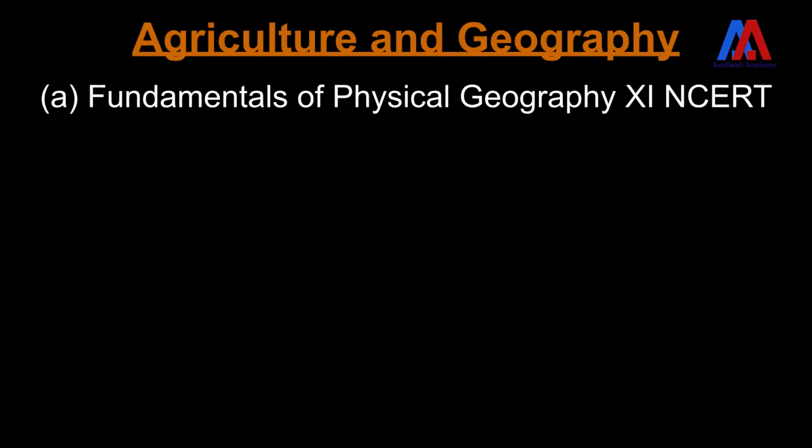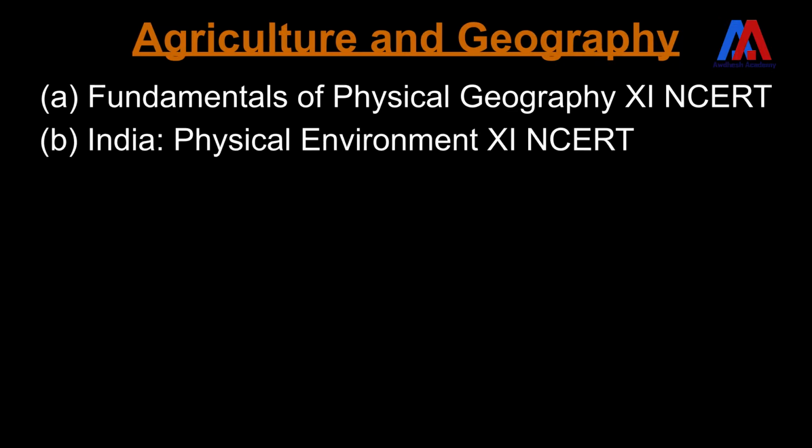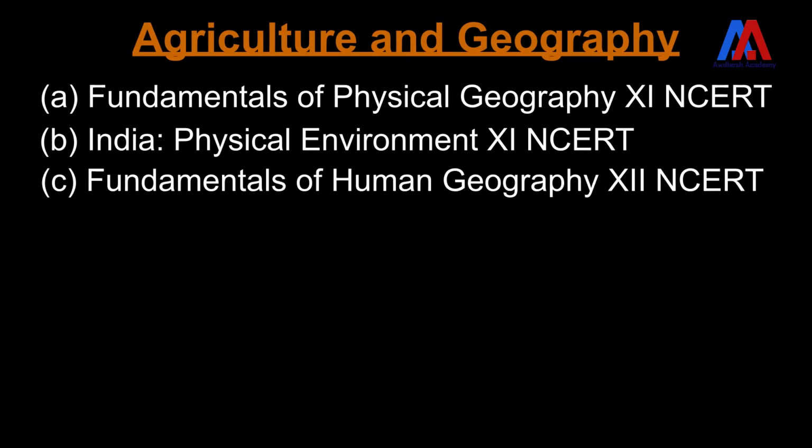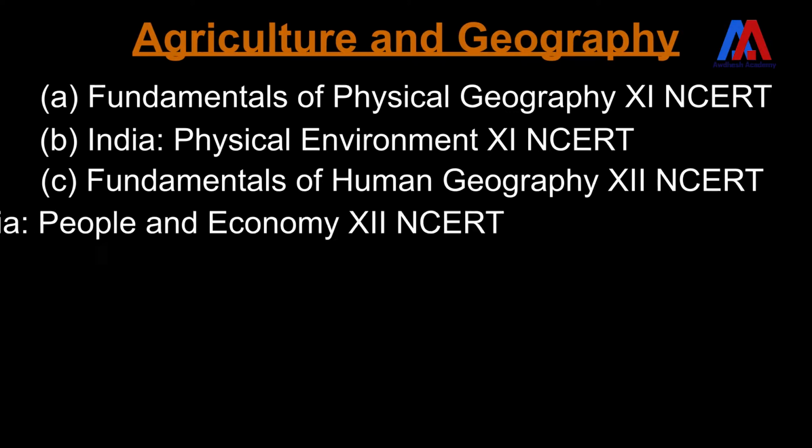Now let's come to the topic agriculture and geography. In this particular topic, the class 11th NCERT book, Fundamentals of Physical Geography, is extremely useful. Another NCERT book of class 11th is India, Physical Environment. And then we come to the 12th NCERT books, that is Fundamentals of Human Geography and India, People and Economy. So these are the important books as far as the NCERT is concerned.